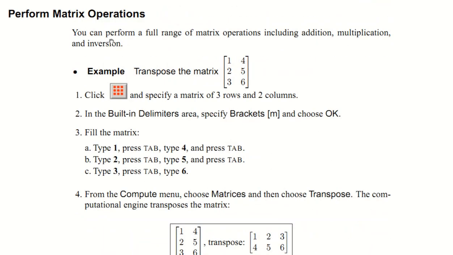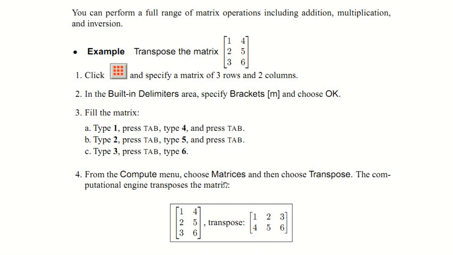We can also perform matrix operations in SWP. First of all, we will write the matrix. For example, we want to find the transpose of this matrix. We will type the matrix by using the matrix button, and then we will choose from the compute menu, and then from the matrices menu we will choose transpose. The computational engine transposes the matrix as shown in this box. The transpose of this matrix is given here.